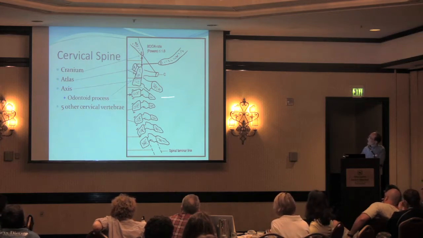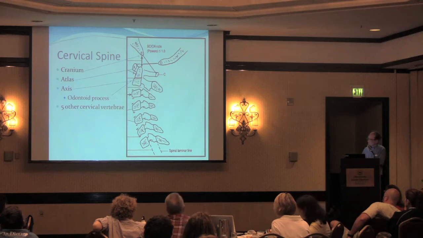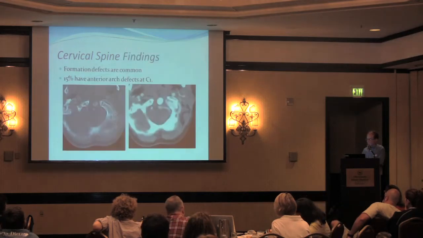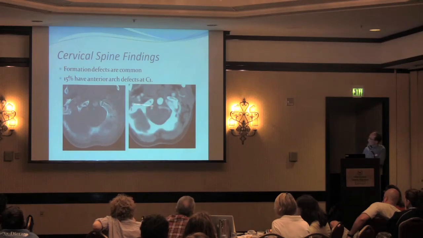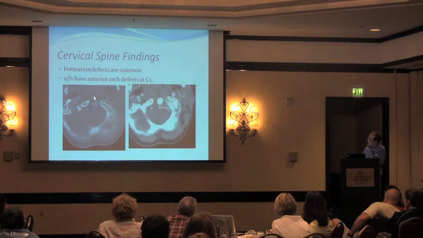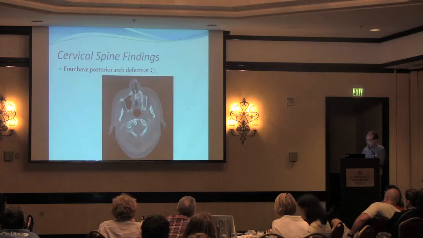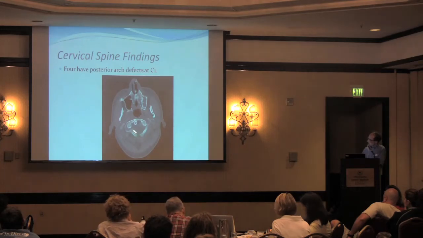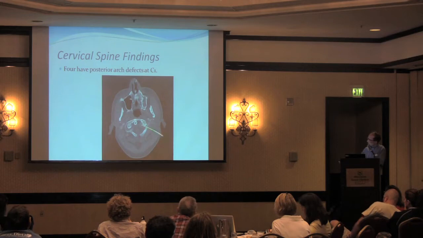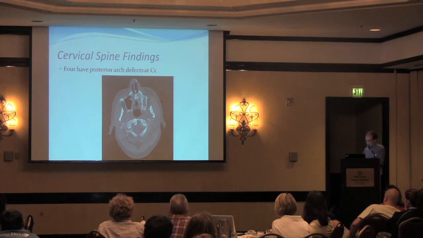The majority of the problems in Loeys-Dietz syndrome involve the upper cervical spine, as they do in most children. You can have formation defects, and at least 15% of patients in our series had an incomplete ring of C1. So this bone should go around and join from one side to the other, but in fact there's a gap there. It can also exist in the back. This is the back of the atlas, and it should join together, but in fact there's a developmental cleft here, which isn't particularly a problem unless you're operating and you want to make sure that you know what the anatomy is.